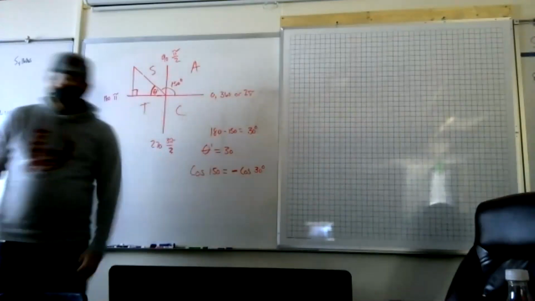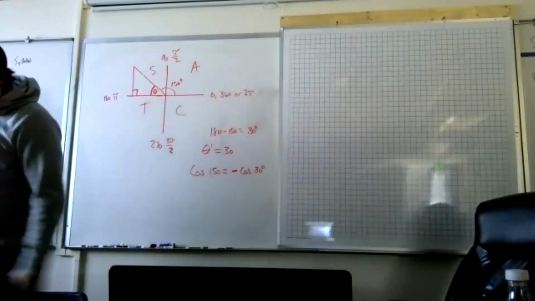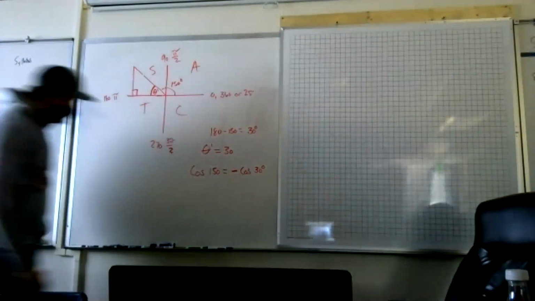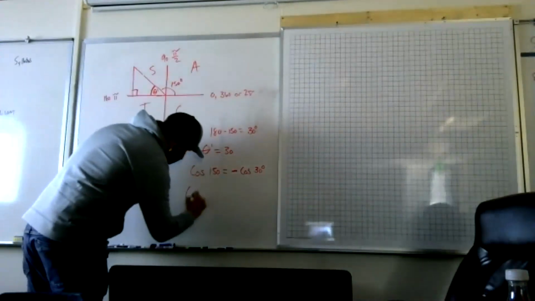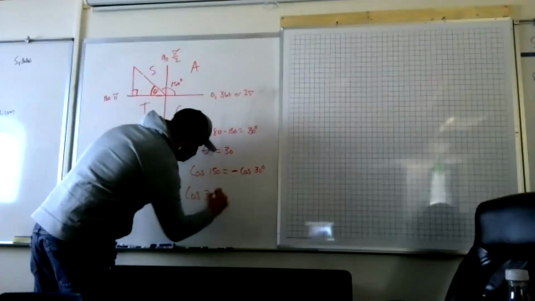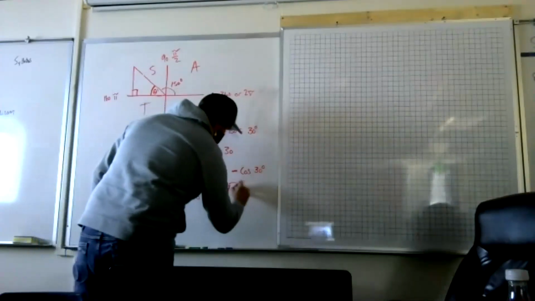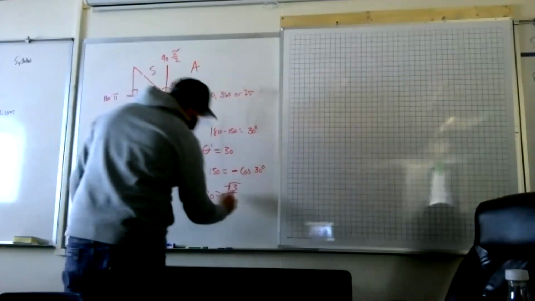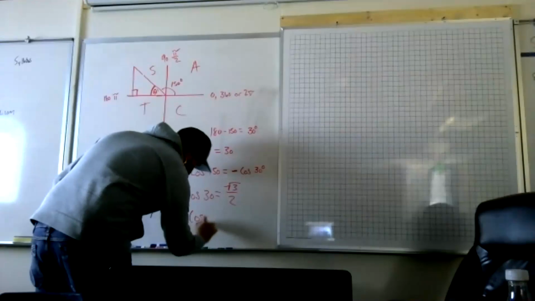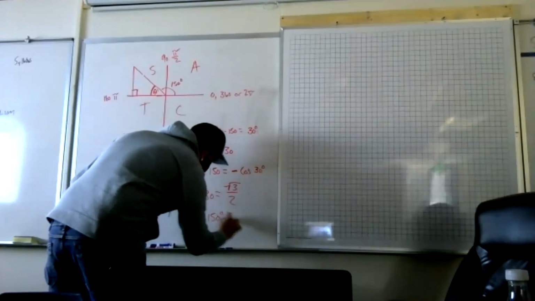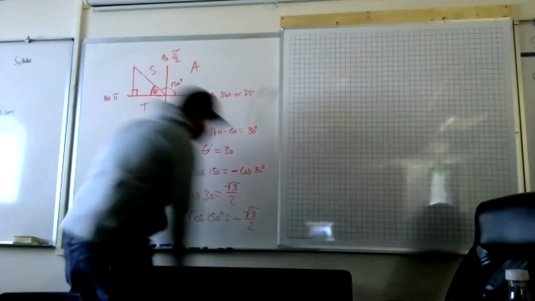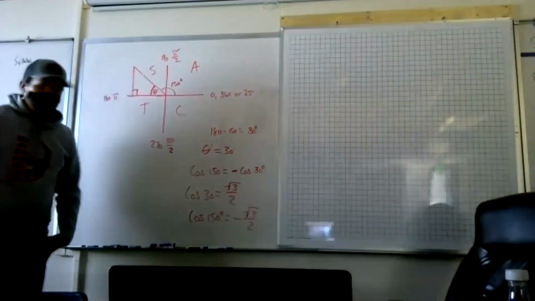So cosine of 30 degrees, that comes from your special right triangles, 30, 60, 90. Okay, and you would find that the cosine of 30 degrees is equal to the square root of 3 over 2, but it's a negative, so cosine of 150 degrees is equal to a negative square root of 3 over 2. Something like that.